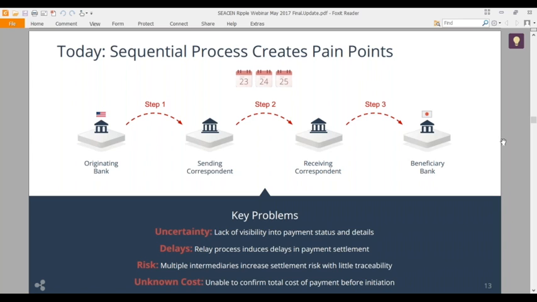So if you're trying to, say, pay a bill or an invoice, it's difficult to impossible to know your fees up front and to know how much money will be deposited. It's a large pain point we see in the market today.